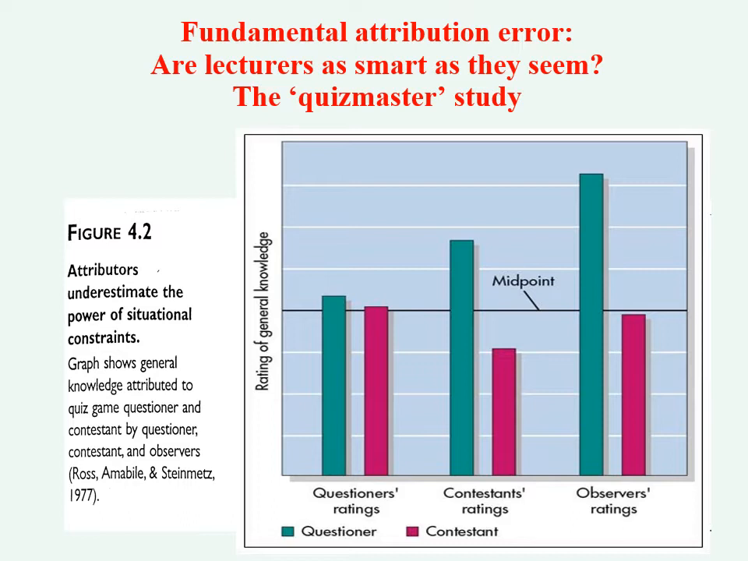Similar attributional biases might account for the fact that, for example, university lecturers or professors might be perceived as smarter than they are because it is, after all, they who determine what they want to talk about. They are the ones who set the exam. So in a way, they have an easier task to show their knowledge than students who have to show their knowledge relative to demands set by outside forces.